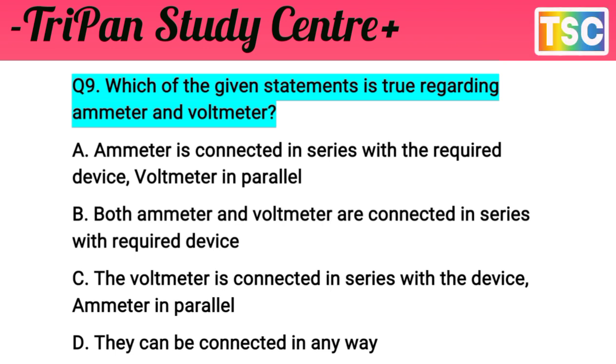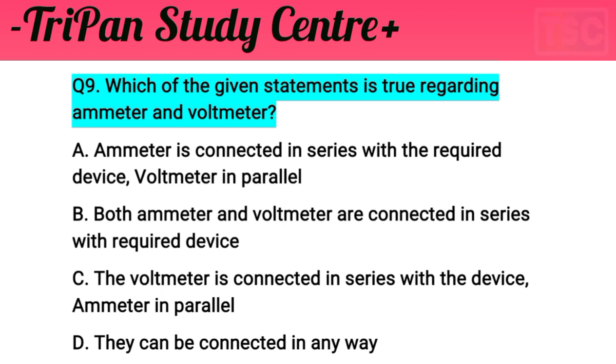Option A, ammeter is connected in series with the required device and voltmeter in parallel. That's important here. Option B, both ammeter and voltmeter are connected in series with the required device. Option C, the voltmeter is connected in series with the device, ammeter in parallel. Option D, they can be connected in any way. That option is totally wrong because they cannot be connected in any way.